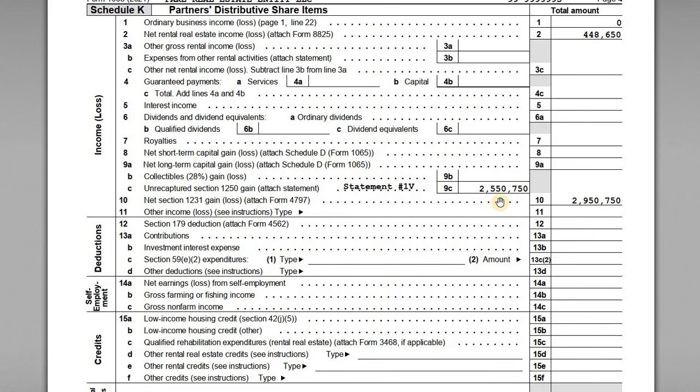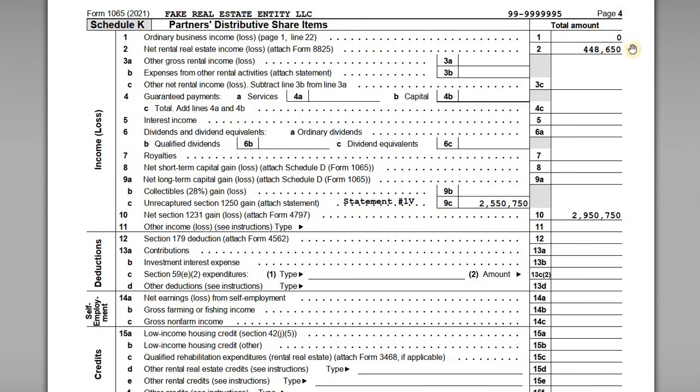So when this hits the returns for the owners, assuming they're both individual owners, they're going to have ordinary income up here, the line 2 items, and then the total 1231 gain or loss. This is initially treated as long-term, right? So it goes on Schedule D as long-term gain. But the portion of this that is unrecaptured 1250, which goes to that separate worksheet, is going to be $2.55 million. Okay, so I hope that was helpful. I think that covers everything that I wanted to address.